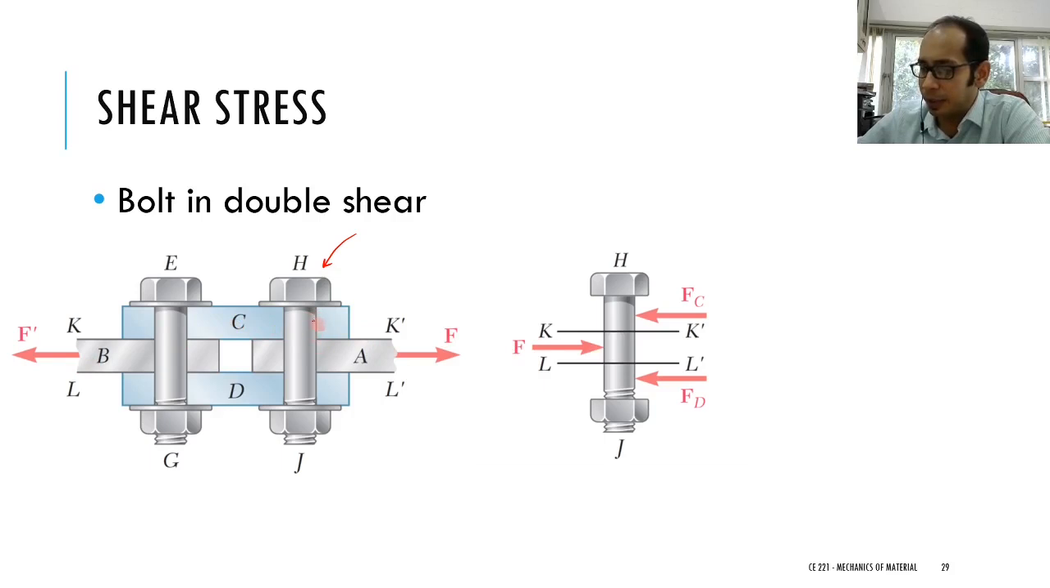Now as you pull it from here, this plate C is going to have some resistance about this particular point, and this plate D is going to have some resistance over here. So you're going to have an FC and an FD. For the plate C it is FC, for the plate D it is FD over here, right? Now if I have to ask you, for this particular bolt, what are the planes of failure?